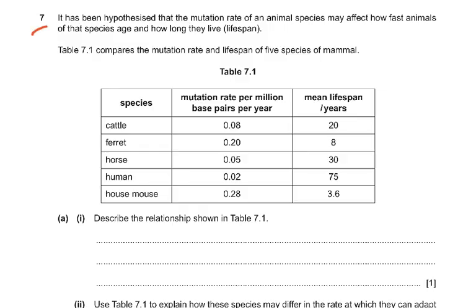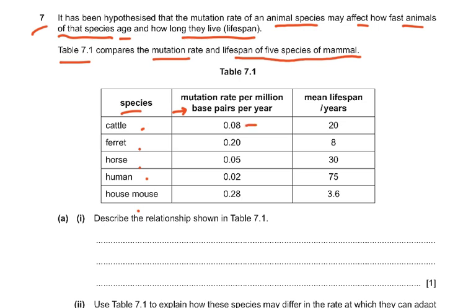It has been hypothesized that the mutation rate of an animal species may affect how fast animals of that species age and how long they live, lifespan. Table 7.1 compares the mutation rate and lifespan of 5 species of mammals. So mutation rate is per million base pairs per year. The species are cattle, ferret, horse, human, and house mouse, and mean lifespan. So 0.08 was the mutation rate for cattle.